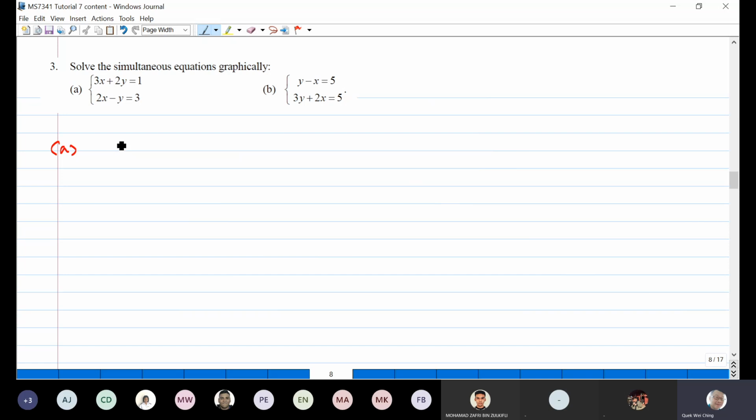the first equation is 3x plus 2y equal to 1. Try to arrange it into mx plus c form. So 2y is equal to 1 minus 3x. Divide both sides by 2, and we get y equal to half minus 3 over 2 x now.